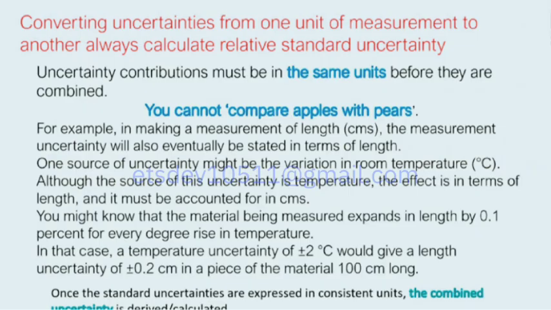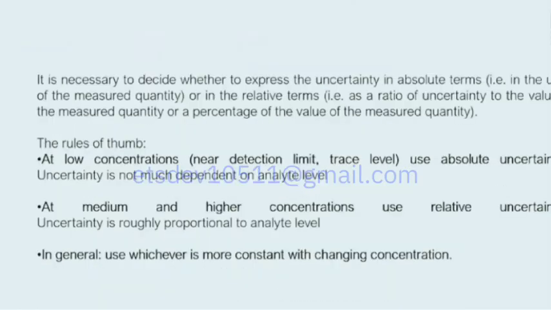And so, to bring them into the same units, because we cannot compare apples with pears, we need to compare apples with apples or pears with pears. So what we do, as I said, is calculate the relative standard uncertainty by dividing by the actual volume or the actual mass that we have taken, and we get the relative standard uncertainty. And these we use for the combined uncertainty.